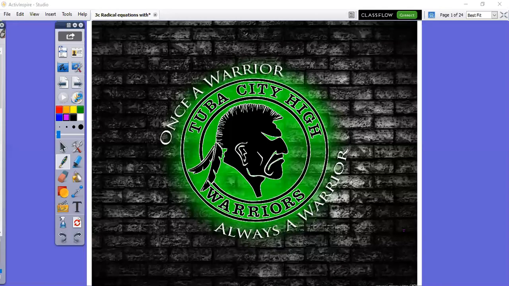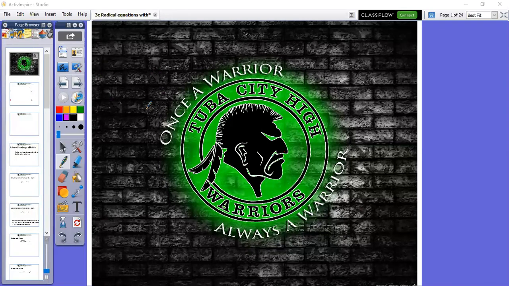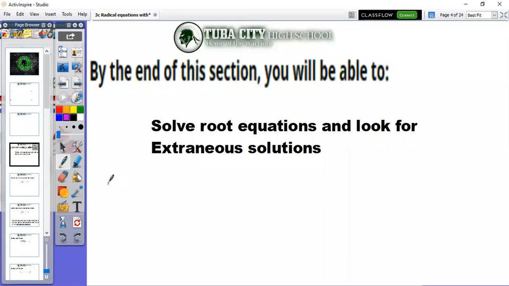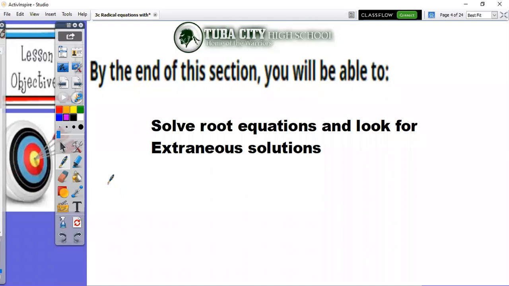Let's go ahead and start with what we're doing today. Move my screen over to the lesson. So today we're going to be solving radical equations with extraneous solutions. We mentioned this a little bit earlier in one of the other lessons, but we're coming back to this. By the end of this lesson, you should be able to solve root equations and look for extraneous solutions.